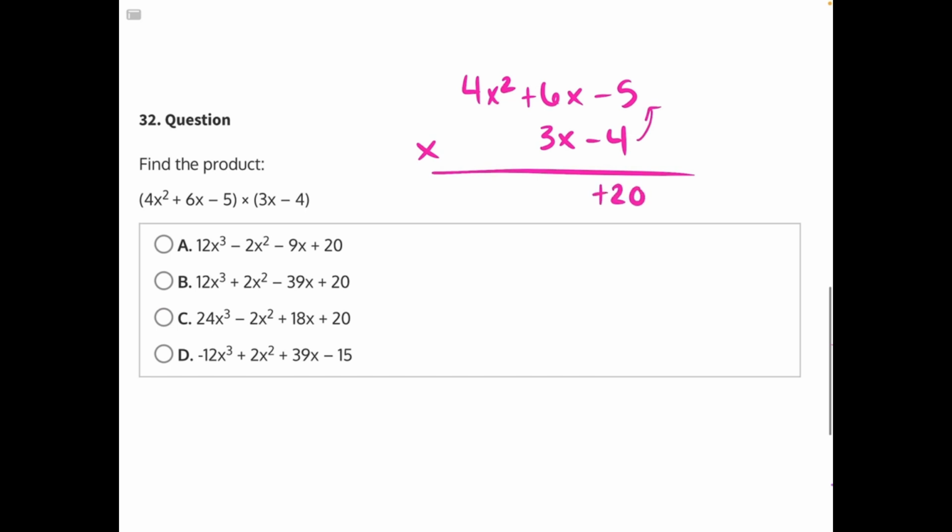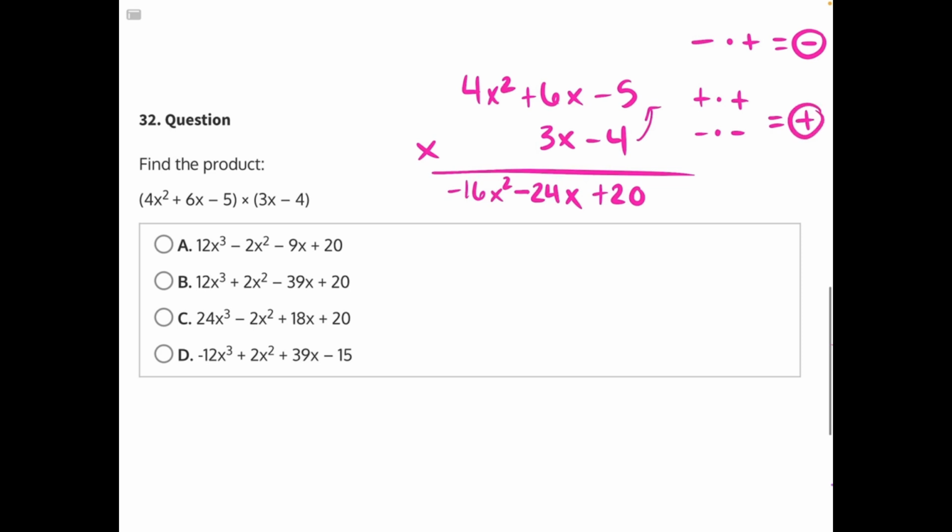Then we have -4 times positive 6x, which will give us negative 24x. Then -4 times 4x squared would be negative 16x squared. And just as an easy reminder, anytime you're multiplying opposite signs, a negative times a positive, you will always have a negative as the result. Anytime you are multiplying the same sign, positive times a positive or a negative times a negative, positive will always be the final result.